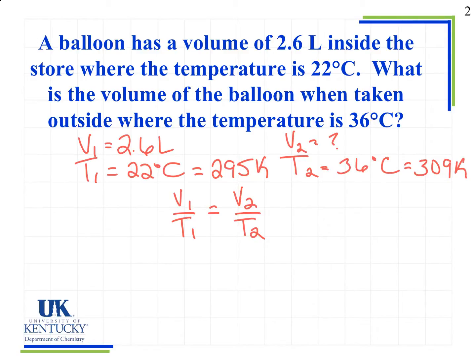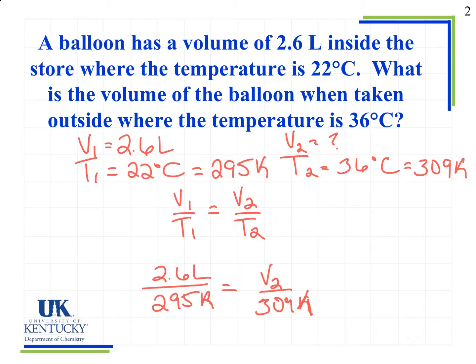Okay? Now, had it been given in Fahrenheit, I would have first had to calculate to Celsius and then go to Kelvin. But most of the time in science, what you'll find is that temperatures are given in Celsius or Kelvin. So we have V1, which is 2.6 liters, over my T1, which is 295 Kelvin, and I group those together because it's describing the same scenario. Those are the paired conditions. And I'm trying to solve for V2, and my temperature is 309 Kelvin.